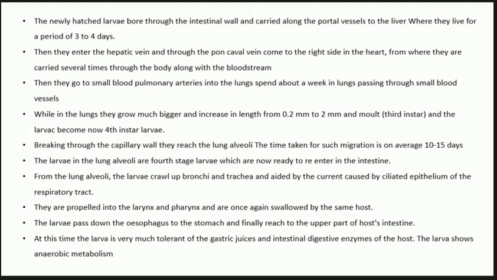So it crawls up through the bronchi and trachea, aided by the current caused by the ciliated epithelium of the respiratory tract. We do have ciliated epithelia. You must have seen or read in mammalian physiology, histology also, that within our alveoli, within our bronchi, you have the ciliated epithelium in the respiratory tract. So they are propelled into the larynx and pharynx, and once again swallowed by the same host. Now when they are passing through the stomach, they are protected against the gastric juices, and the larva shows anaerobic metabolism.